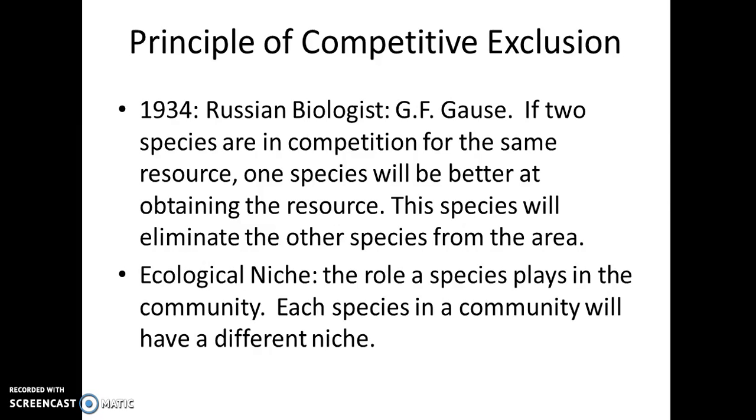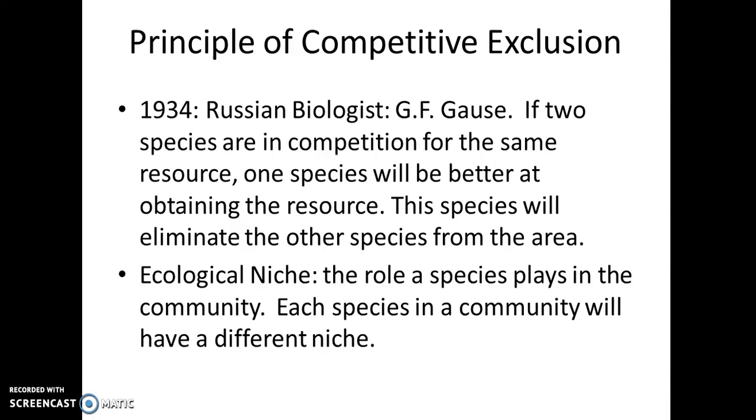Now, in 1934, Russian biologist J.F. Goss came up with the principle of competitive exclusion, which states that if two species are in competition for the same resource, one species will be better at obtaining the resource, and this species will eliminate the other species from the area. Kind of like natural selection if you think about it.